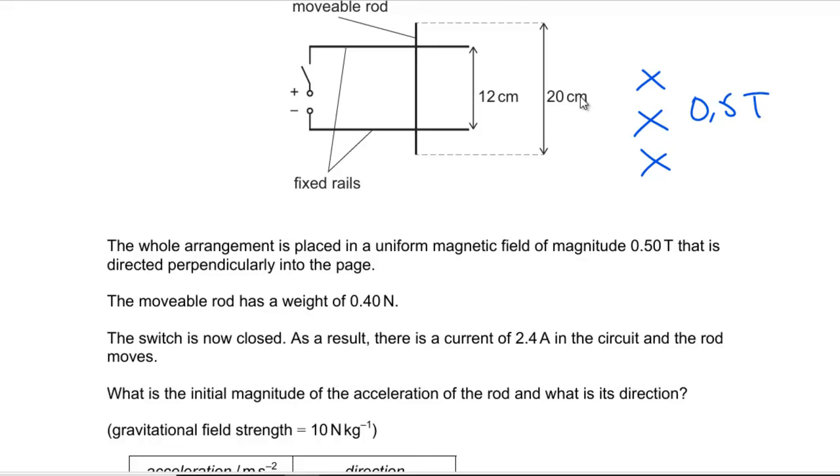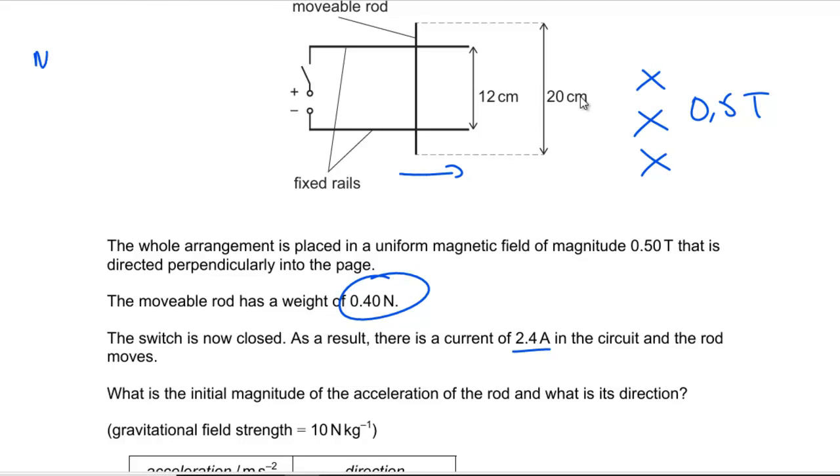Movable rod has a weight of 0.4 newtons. Switch is closed. There's a current of 2.4 amps and the rod moves. What's the initial magnitude of the acceleration of the rod and in what direction? So, well, let's get the direction first. So right hand slap rule, fingers into the screen. And then we've got the current going down the wire, so it's going to push to the right. So we know it's moving to the right.